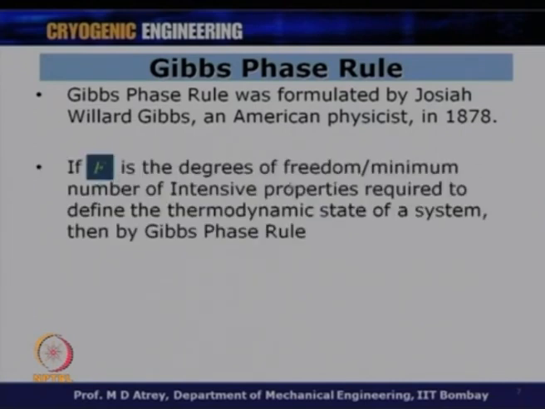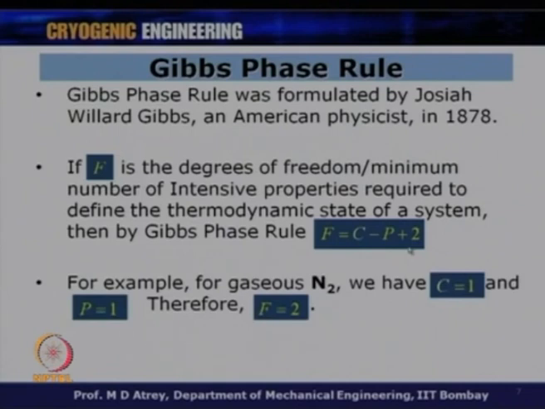If F is the degrees of freedom or the minimum number of intensive properties required to define a thermodynamic state of a system, this is what we talked about, then the Gibbs phase rule is given as F is equal to C minus P plus 2. Now, many of you possibly know what the Gibbs phase rule is, but it plays a very important role as far as cryogenic mixtures are concerned, and that is why I am repeating it from basics. F is nothing but the degrees of freedom or minimum number of intensive properties, C is the number of components, P is the number of phases, and therefore, F is equal to C minus P plus 2.